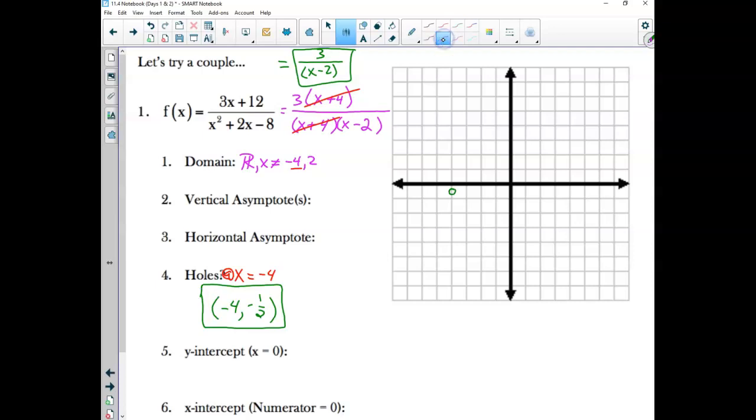Now I'm back off to the races, because now my vertical asymptotes are only when my reduced denominator will equal 0. So I have a vertical asymptote at x equals 2, and I'm going to graph that at x equals 2. Then I'm off to find my horizontal asymptote. I can see the degree of the top is 0, the degree of the bottom is 1. The degree in the top is smaller than the bottom, so I have a horizontal asymptote at y equals 0. I am precisely going to graph that.